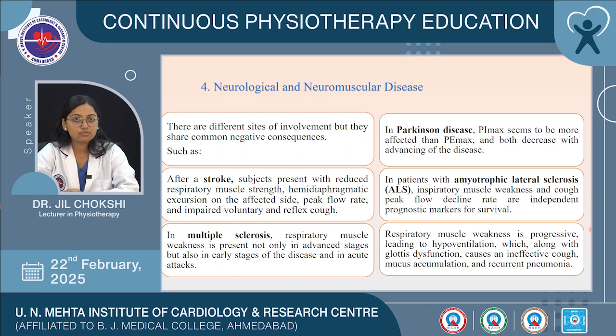In multiple sclerosis, respiratory muscle weakness is present not only in the advanced stage but also in the early stage. In Parkinson's disease, PI max seems to be more affected than PE max, and both decrease with advanced disease. In patients with amyotrophic lateral sclerosis, inspiratory muscle weakness and peak flow decline are independent prognostic markers for survival. Respiratory muscle weakness is progressive, leading to hypoventilation, which along with glottis dysfunction causes an ineffective cough, mucus accumulation and recurrent pneumonia.